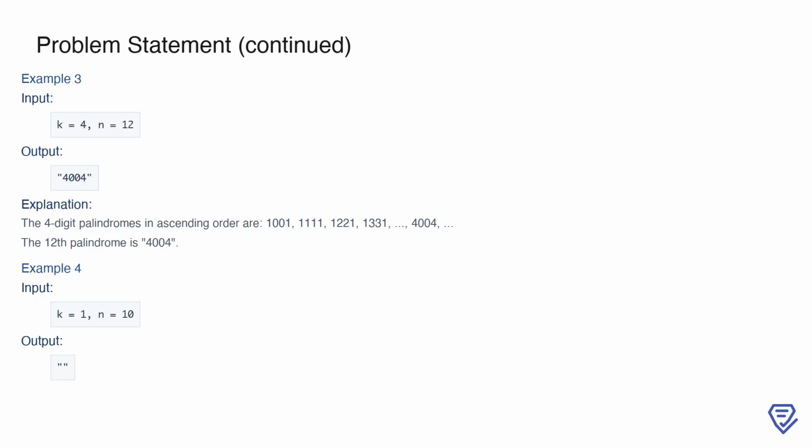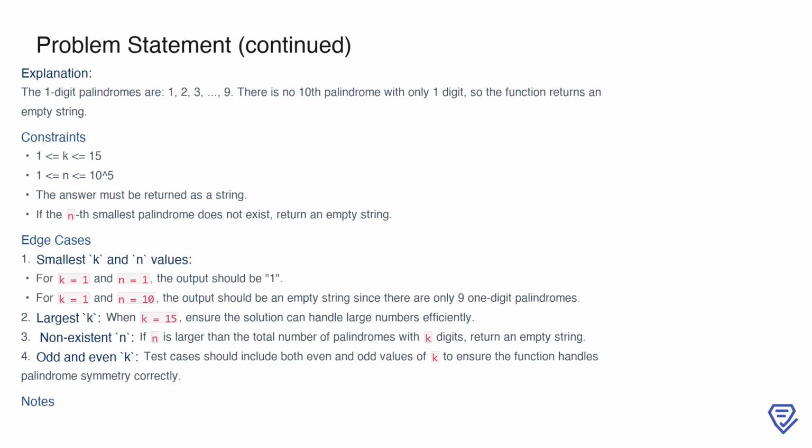On the other hand, for k equals 1 and n equals 10, we are tasked with finding the 10th smallest one-digit palindrome. The one-digit palindromes are just the numbers 1 through 9. Since there is no 10th one-digit palindrome, the function returns an empty string. These examples highlight scenarios where the output is either a valid palindrome or an empty string if no such palindrome exists. The constraints and edge cases are critical for understanding the problem.